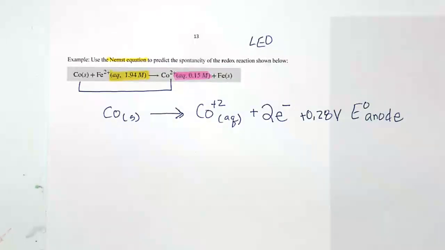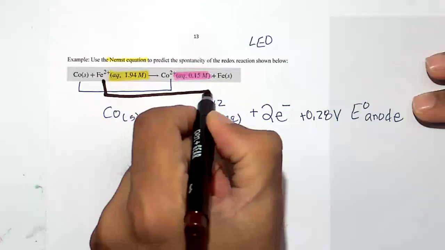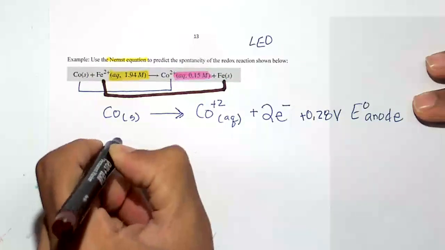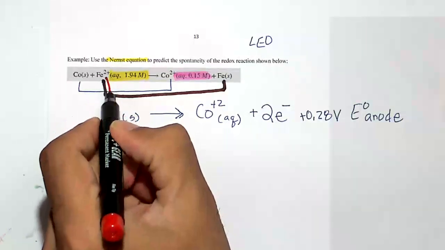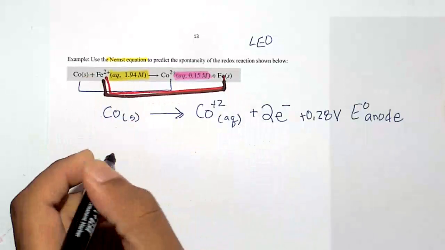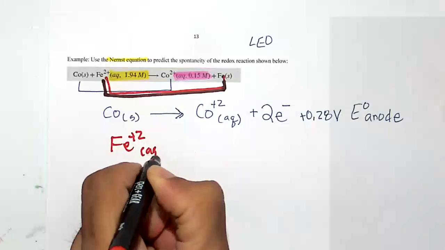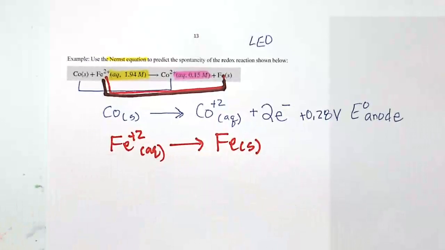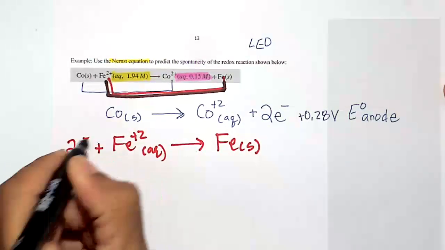All right, so that is that. Good job. And then we have iron. I'll do this in brown. Fe plus 2 going to Fe solid. I'll do this in red. How many electrons and where? 2 on the reactant side.